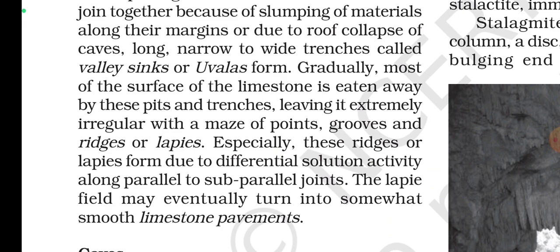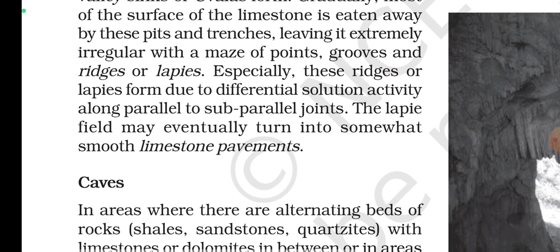Gradually, most of the surface of the limestone is eaten away by these pits and trenches, leaving it extremely irregular with a maze of points, grooves and ridges or ledges. Especially these ridges or ledges form due to differential solution activity along parallel to subparallel joints. The ledge field may eventually turn into somewhat smooth limestone pavements.